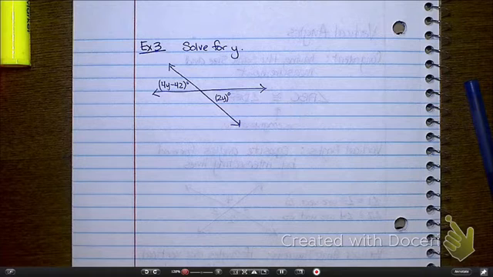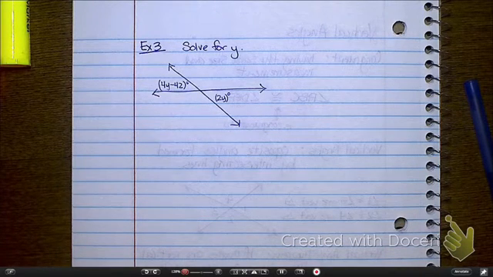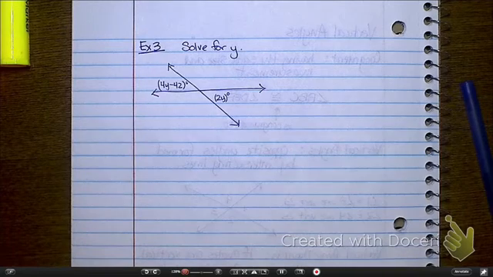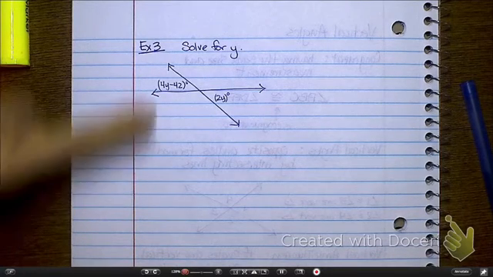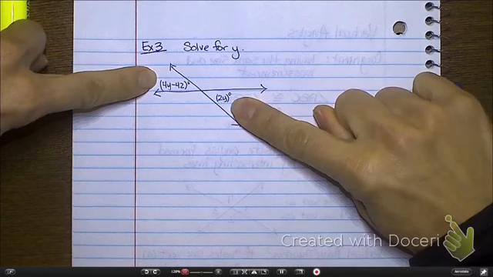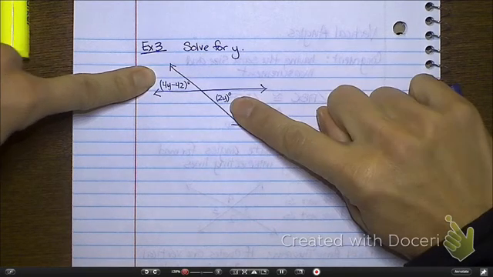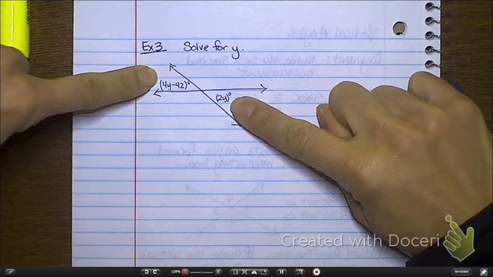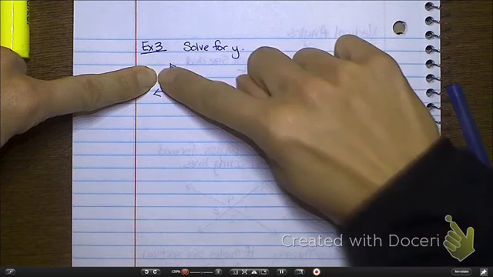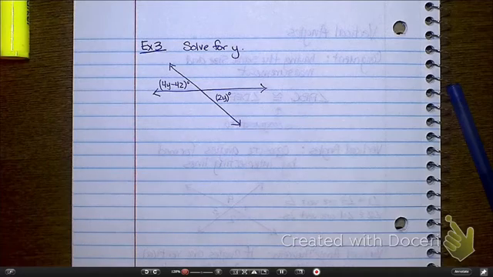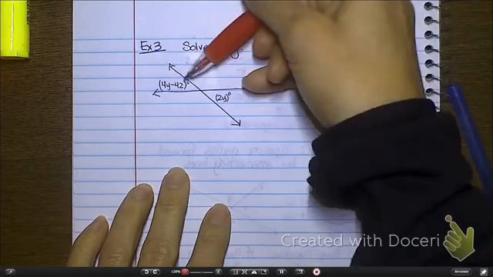Okay, so in this problem, it's asking us to solve for y, right? There's no number, there's only expressions here. I don't have any actual numbers, okay? So let's go ahead and see what we know. Well, we know that we were given an expression here and an expression here, right? How are these two angles related to each other? What kind of angles are they? They're congruent because they are vertical angles, right? They're formed by intersecting lines and they're opposite angles, so they're congruent.